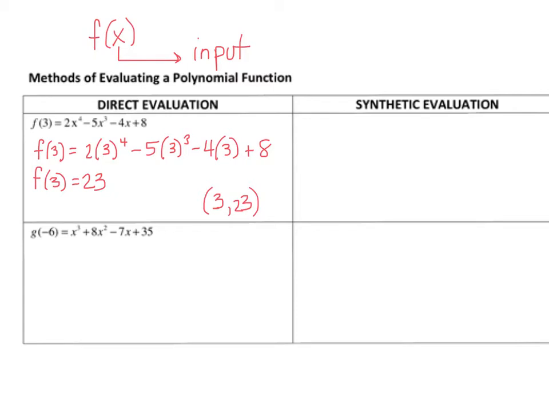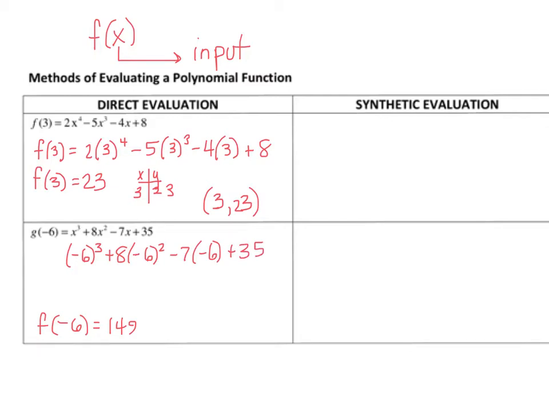It actually creates a point. If I substitute an x in here, it's like creating a table: this is my x, this is my y. Put a 3 in, I get 23 when it comes out. Now I'd like you to go ahead and input this. First warning: notice I am inputting into parentheses. You should get f of negative 6 equals positive 149. If you're wondering how I got a positive and you got a negative, it's most likely because of parentheses. Negative 6 cubed plus 8 times negative 6 squared minus 7 times negative 6 plus 35. That should give you 149.